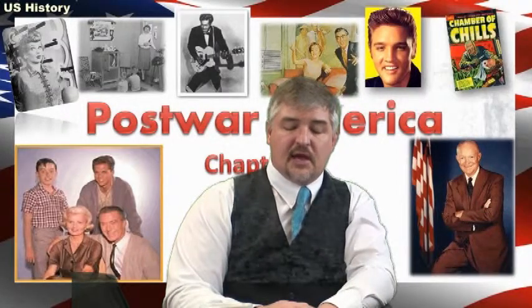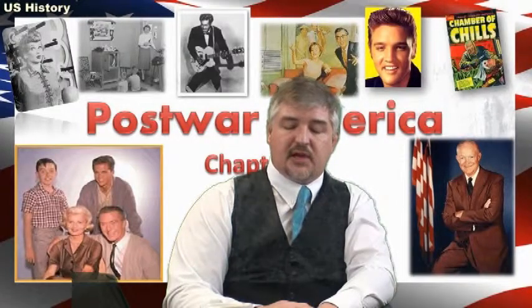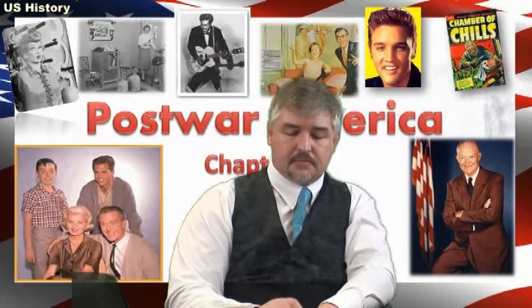Nixon went on television to defend his actions and claimed that he did not use the fund improperly and that he had only accepted one special gift in 1952, a Cocker Spaniel dog named Checkers. His outstanding performance saved his spot on the Republican ticket.